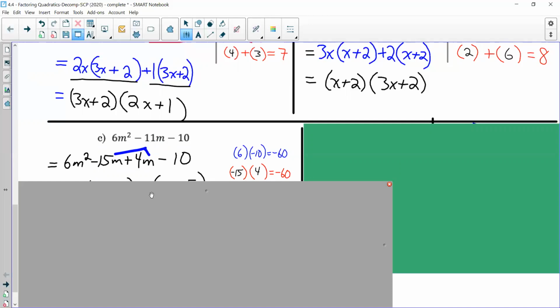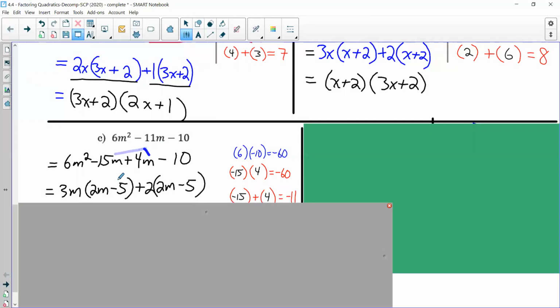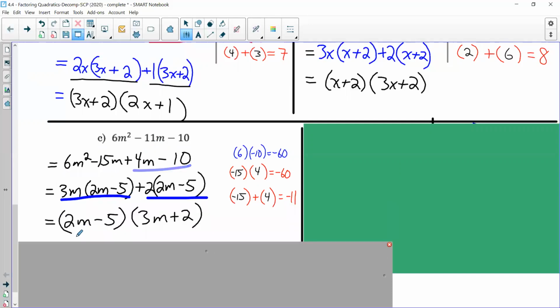All right, and then from there, we continue with the factoring by grouping. So again, this pairing and that pairing produces this pairing and that pairing, and notice the bracketed part's the same, very similar to the other examples.